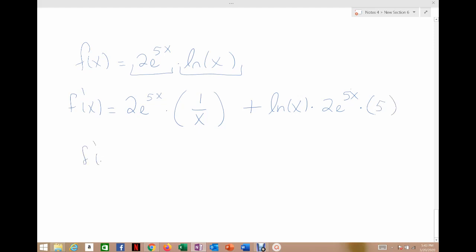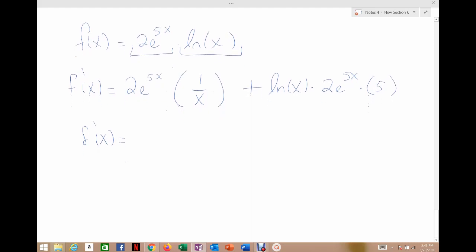All right, I'm going to clean this up a little bit. It's always a good rule of thumb to write it simplified in case I need to use it in an application or something. There's just one thing I'm going to do: pull out the 2 and the e term. If I factor out the 2, then what's left in the first term is just 1 over x. And in the second term, I pulled out the 2, so I still have a 5 and the natural log of x. And there's the derivative simplified, as an example of the product rule, the e rule, and the natural log.